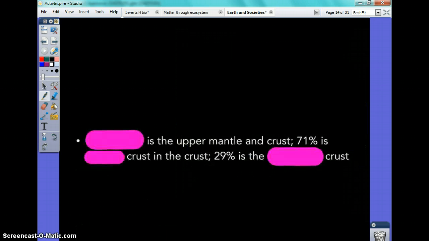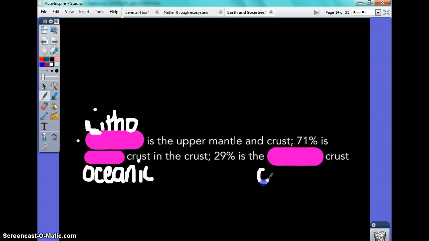Okay, so what is the upper mantle and the crust? Lithosphere, yeah. So 71% of that is oceanic crust. And then 29% is what? Continental crust, yeah. Okay, very good.